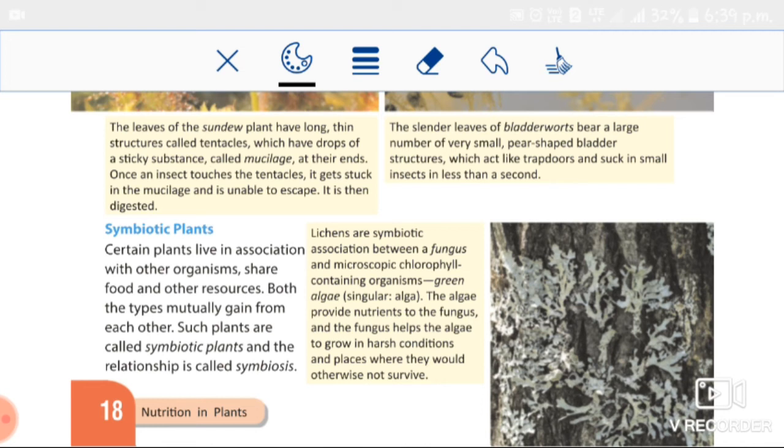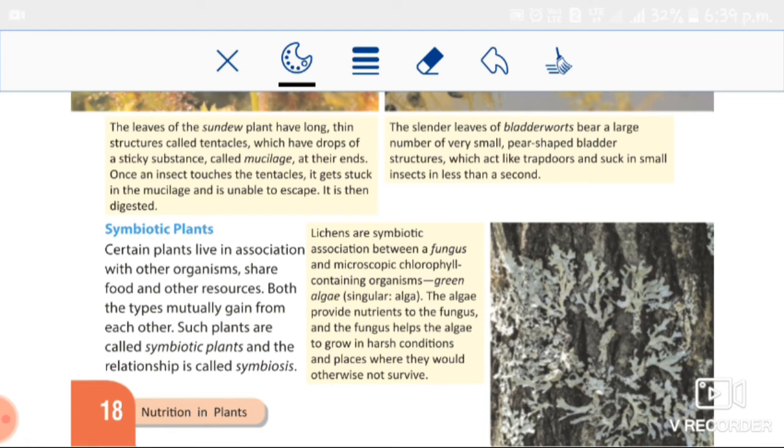Another example is the nodules on the roots of the pea plant. It has a symbiotic relationship. Why? Because bacteria such as rhizobium are there. This rhizobium converts atmospheric nitrogen to a soluble form, which is used by the pea plant to make protein. In return, the pea plant provides food and shelter to rhizobium. So the root nodules of the pea plant are also an example of symbiotic plants.